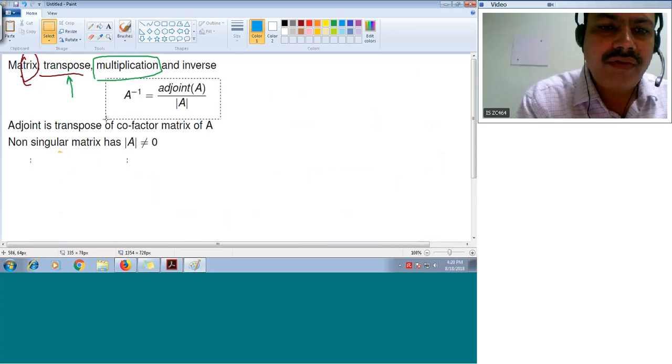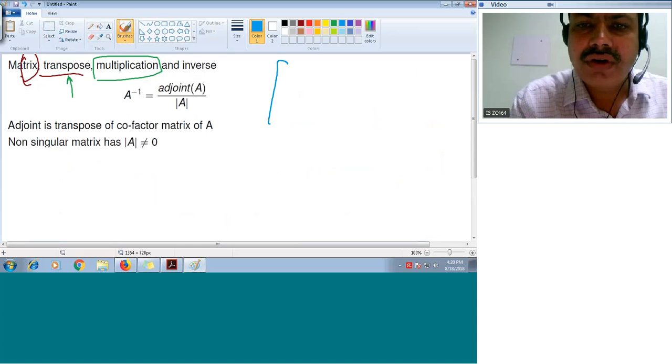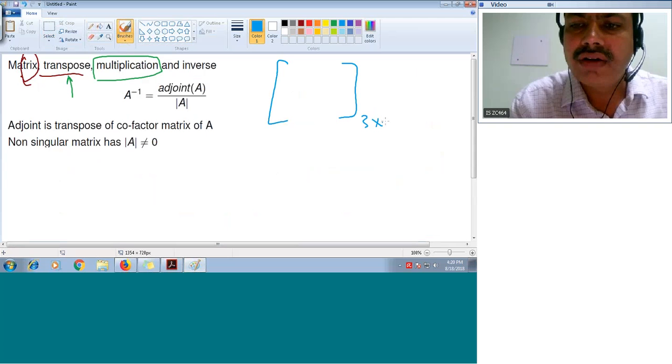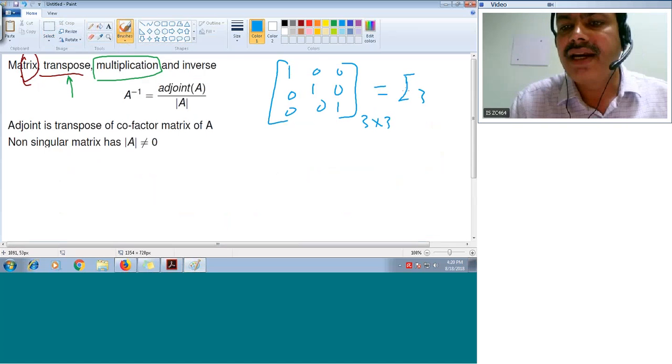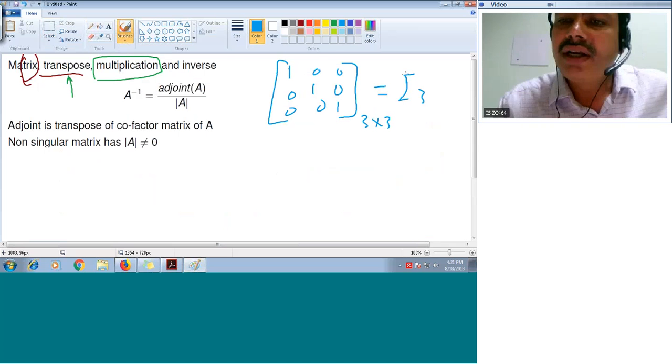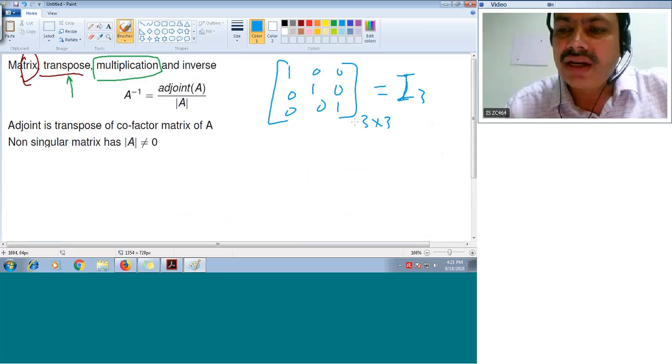So when we are talking about the matrix, let's assume that I have a 3 cross 3 square matrix. Here all the diagonal items are 1 and all other items are 0. This is the special kind of matrix that we call I3. Diagonal elements are 1, all other items are 0. It's called the identity matrix.